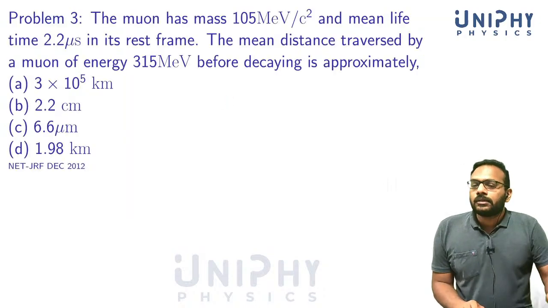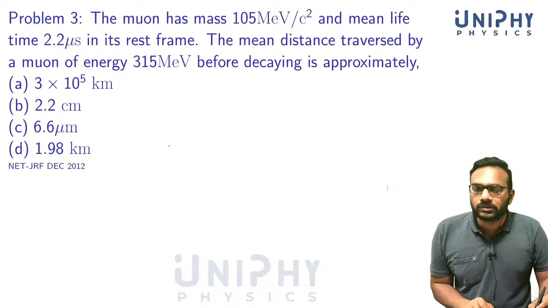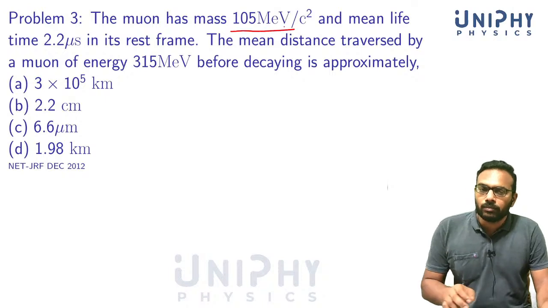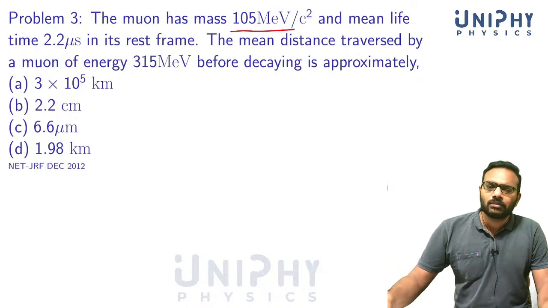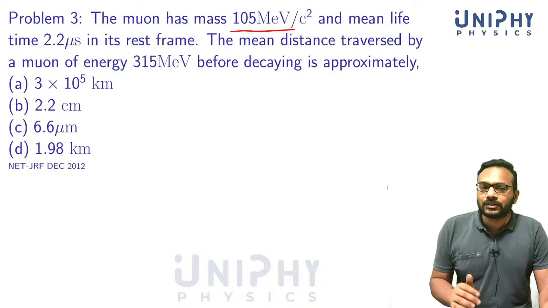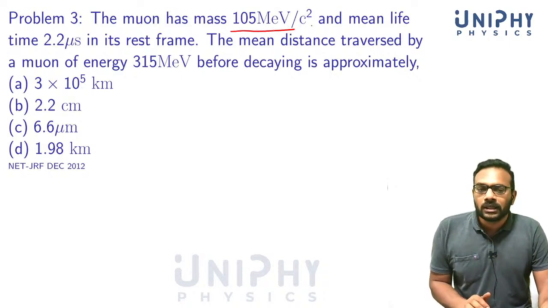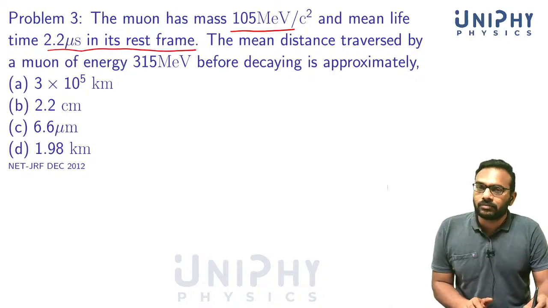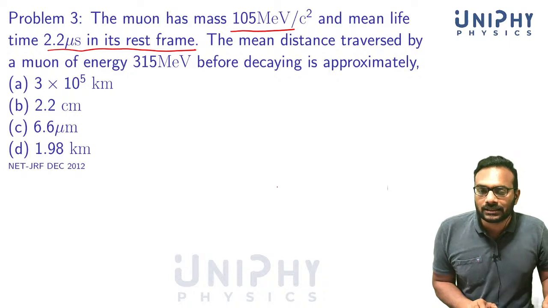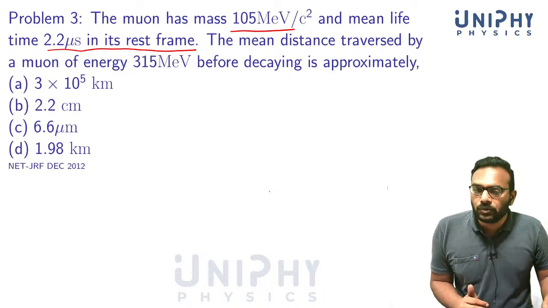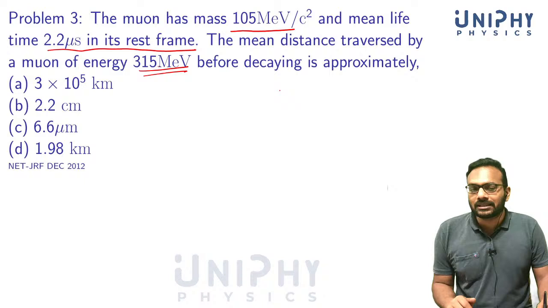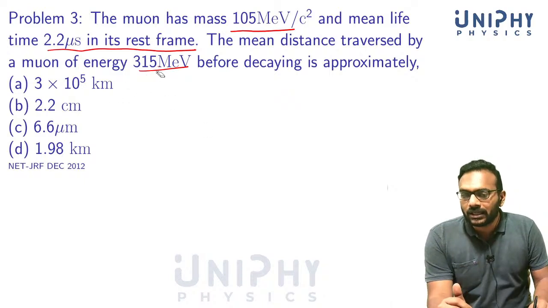All right, here is yet another problem from the special theory of relativity. The muon has mass 1.5 MeV per c square. So the mass is given in terms of energy, E by c square. The units work out. And the mean lifetime is 2.2 microseconds in its rest frame. What is the mean distance traversed by a muon of energy 315 MeV before decay?